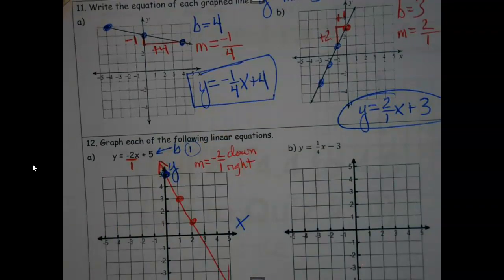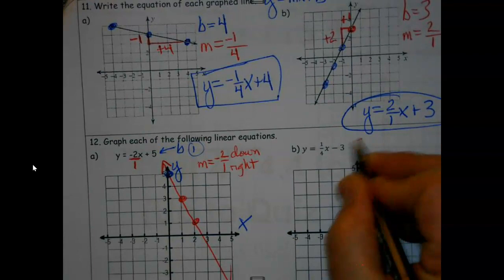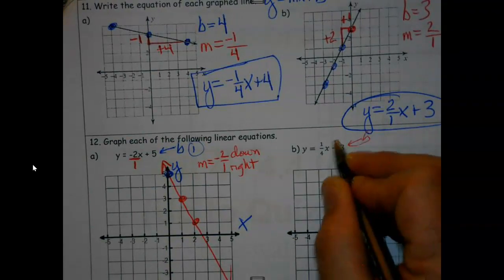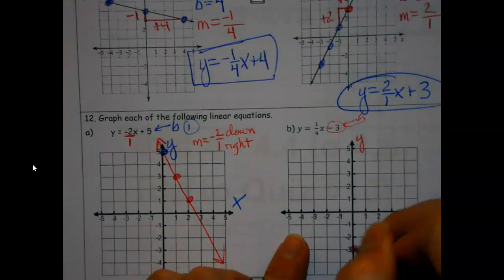And draw my line. Same on the next one. Do be careful, though. You do have to watch signs on things. Like here, my b is negative 3. So I got to go down 3 and put a point.